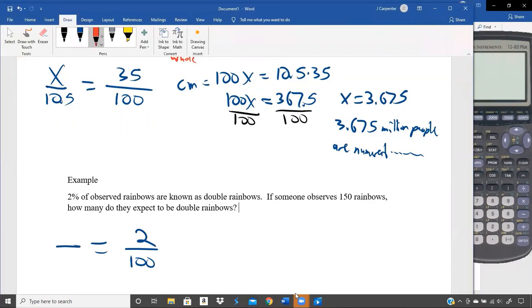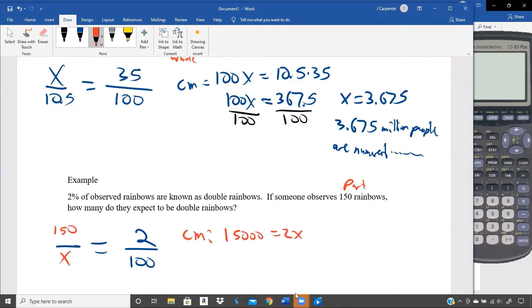Someone observes 150 rainbows. How many do they expect to be double rainbows? I'm going to do this wrong first, intentionally. So I think the 150 is the part. So I got my red for wrong. So I think this is 150, which means this is my x. And when you cross multiply, you'll get 150 times 100. We'll just put 2 more zeros on the 150.